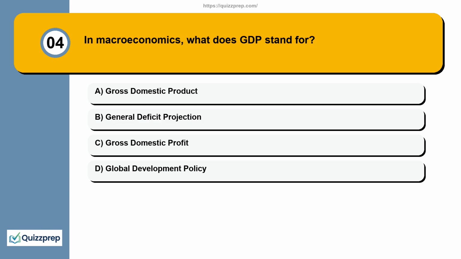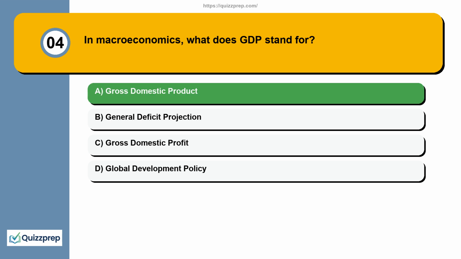Question 4. In macroeconomics, what does GDP stand for? Here are your options. Option A. Gross domestic product. Option B. General deficit projection. Option C. Gross domestic profit. Option D. Global development policy. The correct answer is option A.